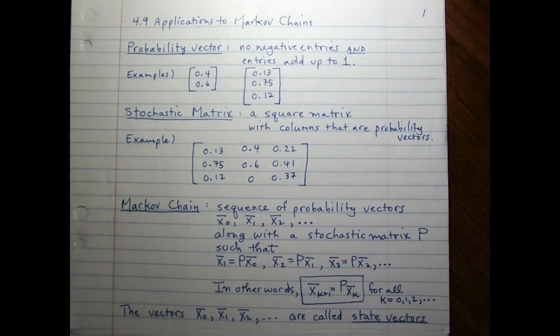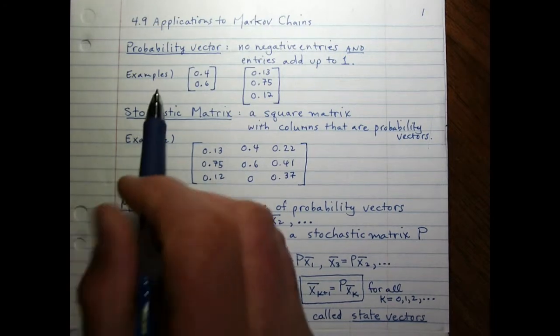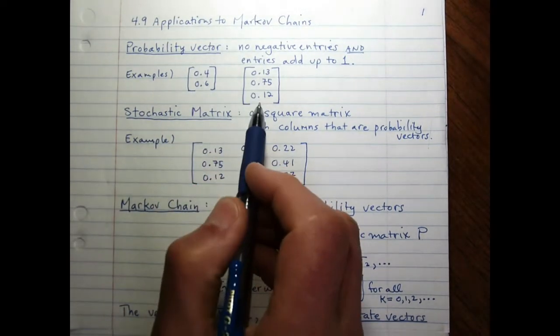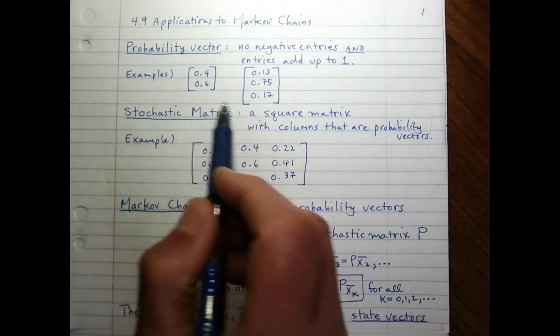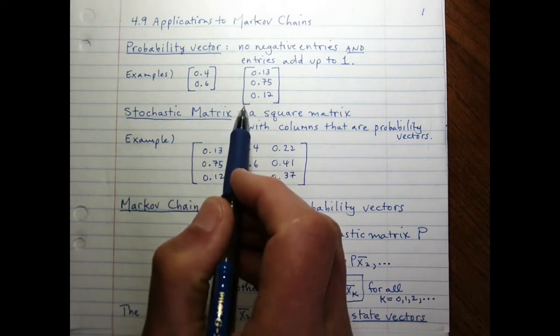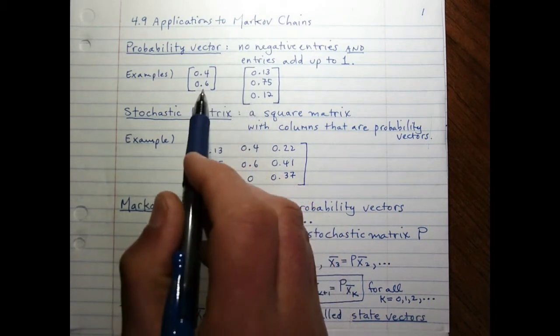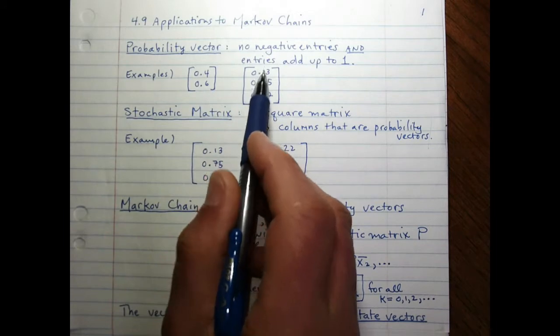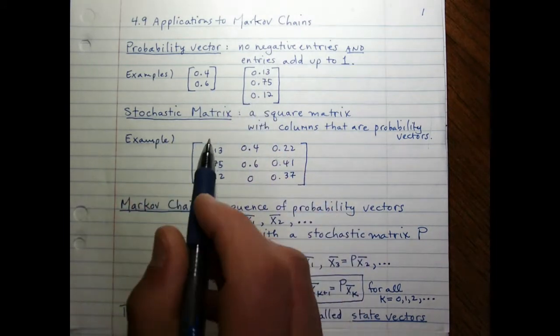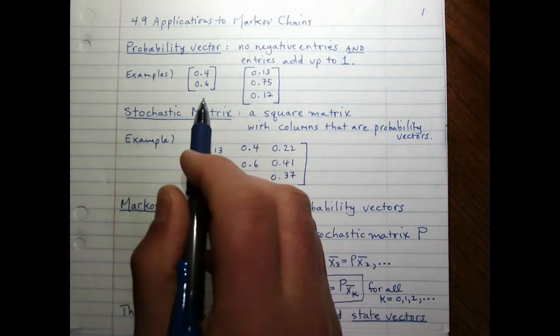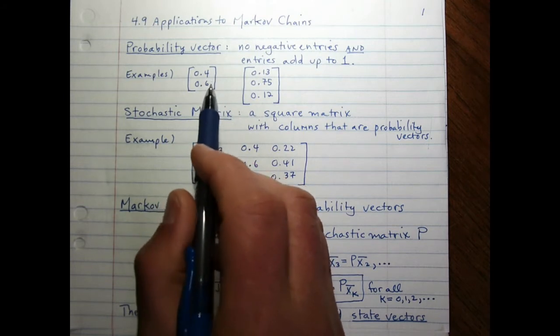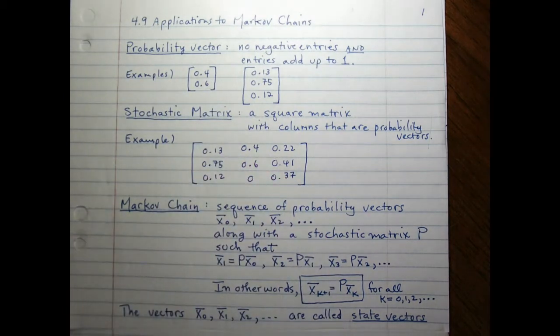So first of all, a probability vector is defined to be a column vector that has no negative entries and the entries add up to 1. So here are a couple examples. Notice the entries as you come down add up to 1.0. And as you can probably guess, we think of those entries as being probabilities of certain events.